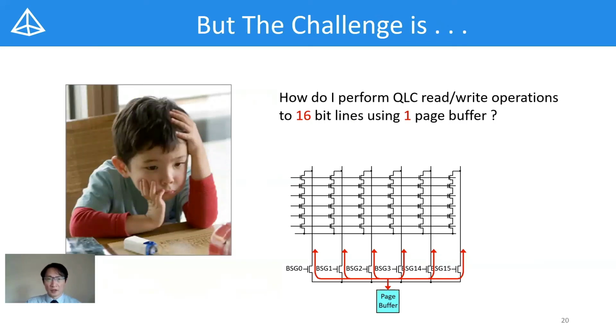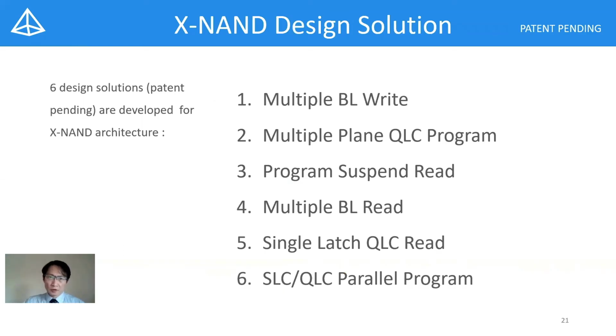For the challenges, how do we perform QLC rewrite operation to 16 bits with only 1 page buffer? To achieve this goal, we developed 6 design solutions for XNAND architecture.